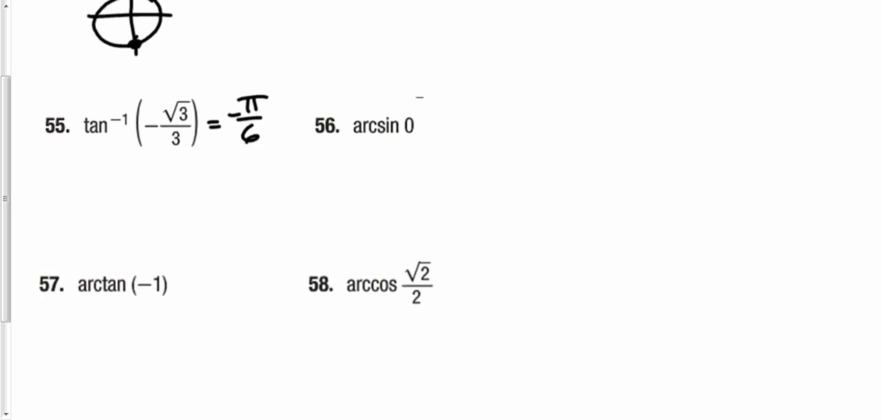Now, where is the sine equal to 0? Well, that's at 0. Okay? It's also at pi, but remember that's outside of our interval. Okay? So where's the tangent equal to -1? Well, that's going to be negative pi over 4. The arc cosine is equal to radical 2 over 2 at a positive pi over 4.